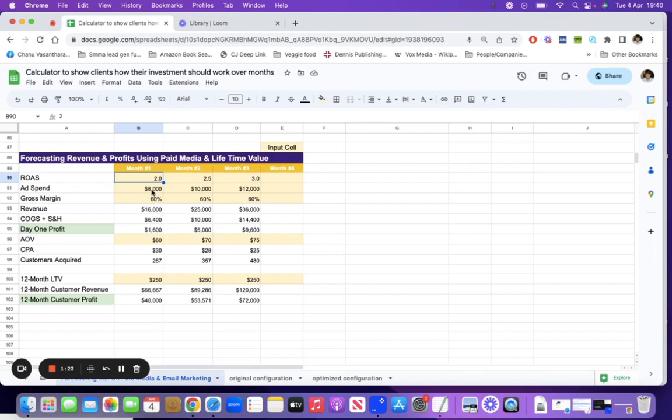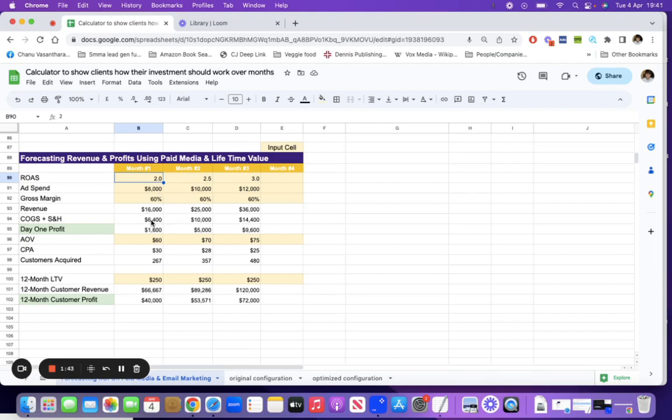So 8,000 in, you double that, you make 16, and your gross margins are 60%. So this is your margins after cost of goods sold, shipping and handling, that kind of thing. So what happens here is you 2x this ad spend, you get 16,000.